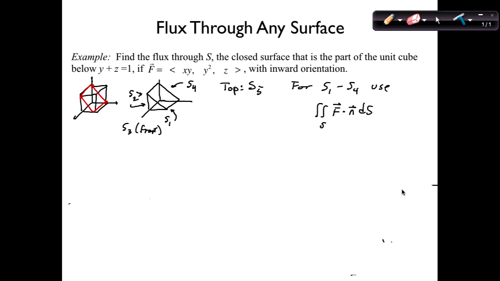S4, what's that plane? X equals 0. N is positive 1, 0, 0 for inward orientation, that's right. And then we'll have 0, y squared, z, dot with n.